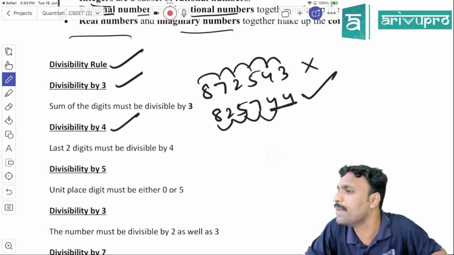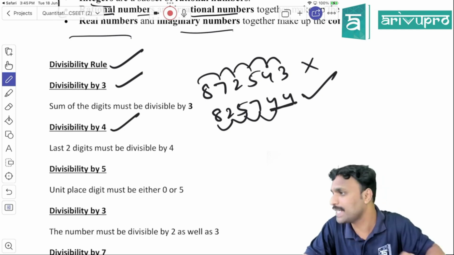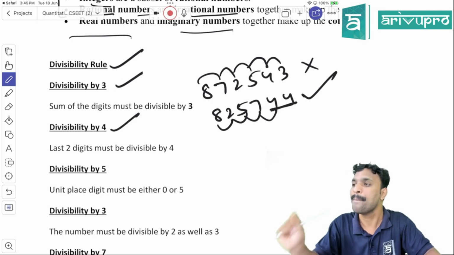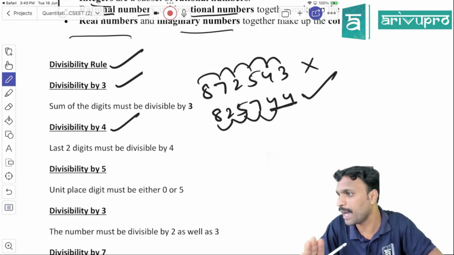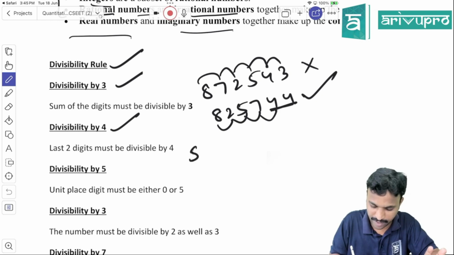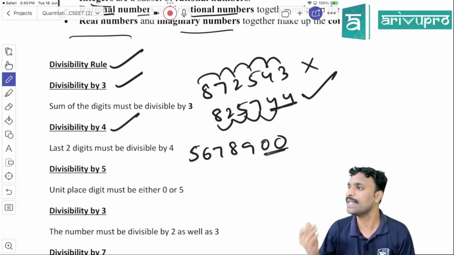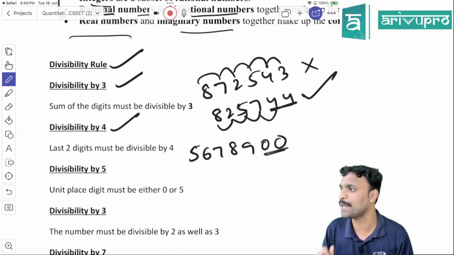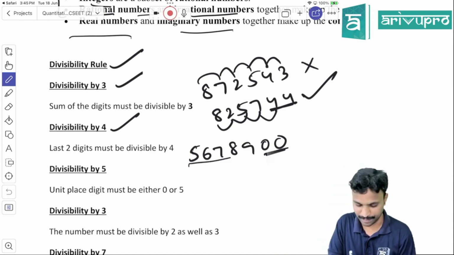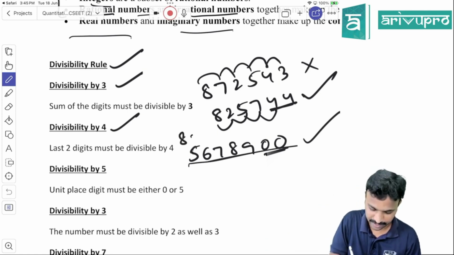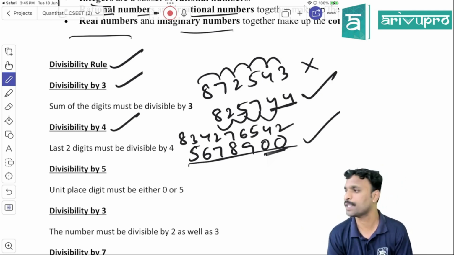How to check whether a number is divisible by 4? The last two digits of the number, tens place and units place together, the 2-digit number must be divisible by 4 for it to be divisible by 4. Let me give you a number. 5678900. Is it divisible by 4? Last two digits, 00. 0 is divisible by any number actually. 0 is divisible by 4. So therefore, this complete number is divisible by 4. Let me give you one more example. 834276542. Is it divisible by 4?